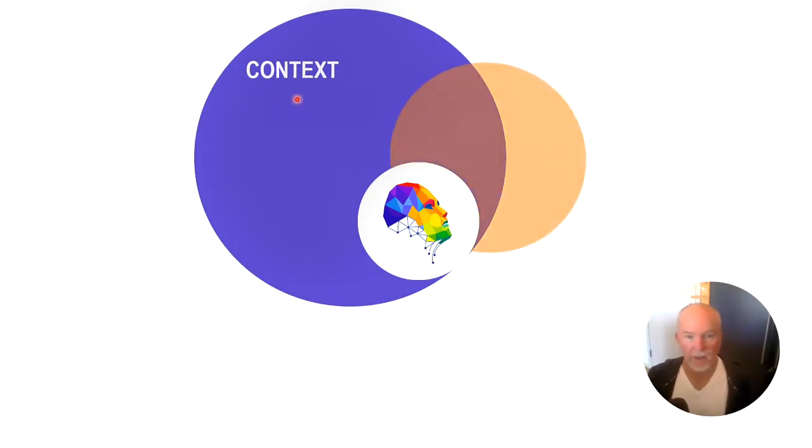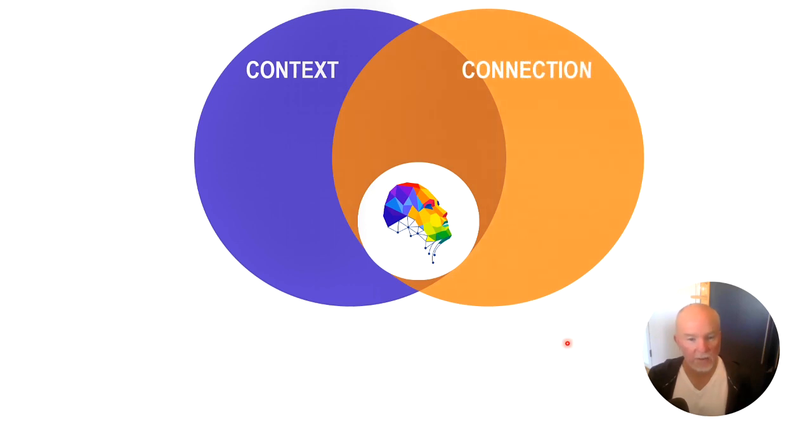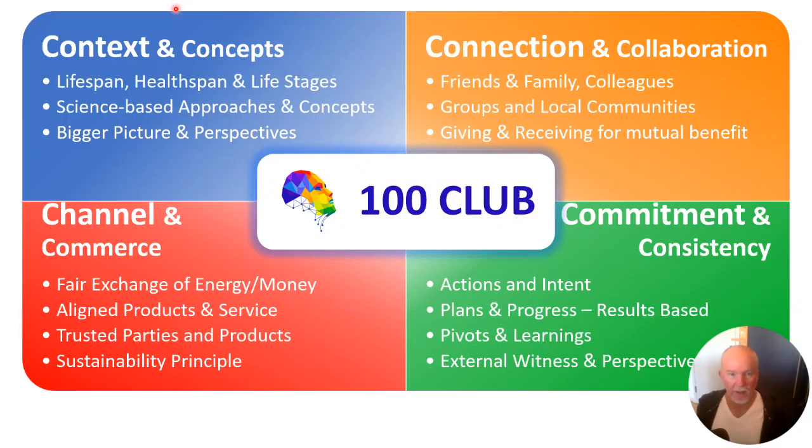The 4 pillars of the 100 Club, briefly, are context, connection, channel, and commitment. Well, we'll just go through that again. So the first pillar is context, and also the concepts that we need to put our life, or our moment, or where we are, in the context of a bigger picture. Very important. Some of the things that we use to do that are the concepts of lifespan, health span, and life stages. But also looking at science-based concepts, leading edge and more traditional approaches, and also something that gives us a bigger picture perspective.